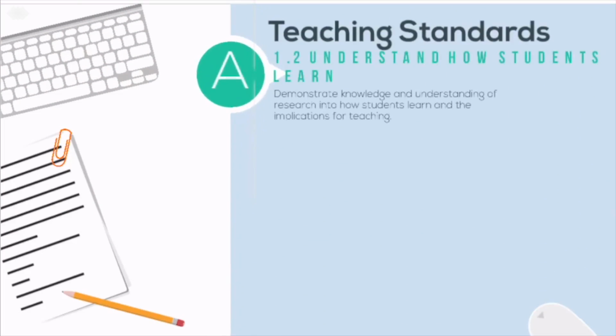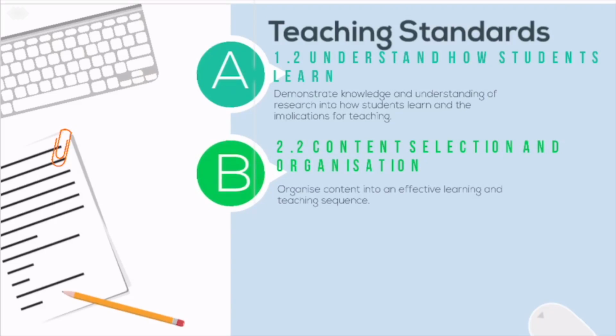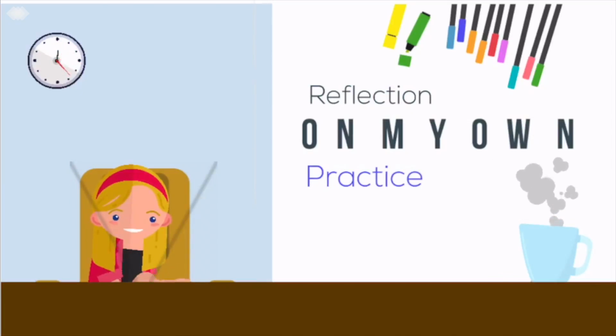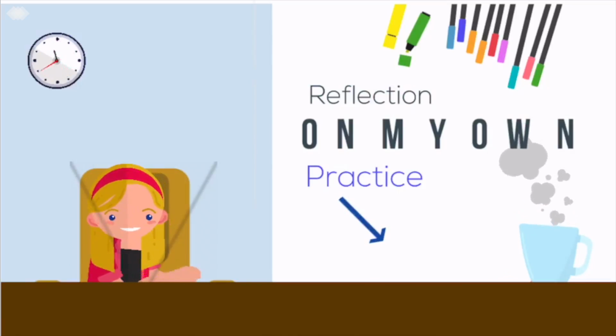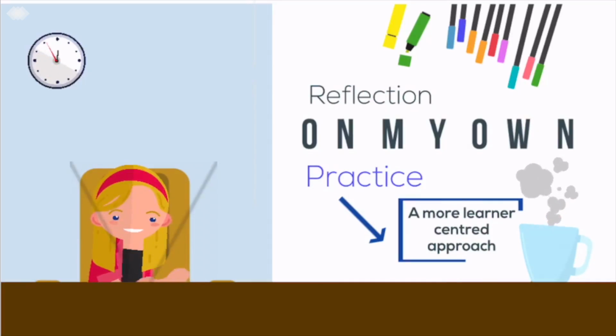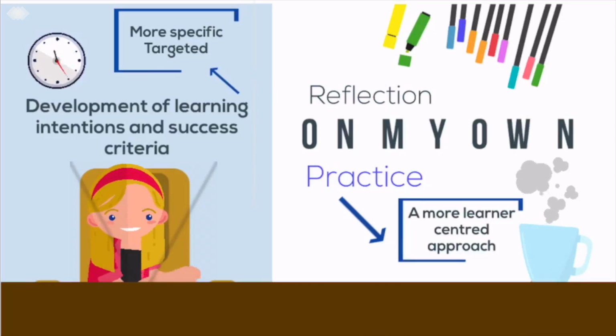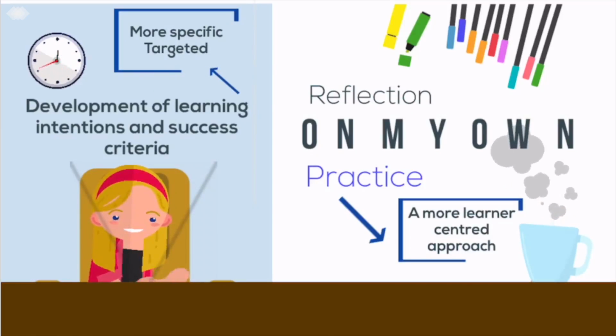The Australian teaching standards that I believe have been targeted in this lesson are Standard 1.2, Understand How Students Learn, and 2.2, Content Selection and Organisation. I knew the Year 7 class quite well and the content I was teaching. However, Standard 1.4, Strategies for Teaching Aboriginal and Torres Strait Islander students, is something that I would like to work towards with further experience. During this lesson, I was very comfortable as textiles is my major and where I am most knowledgeable. The Year 7 Textiles class is also very well behaved.